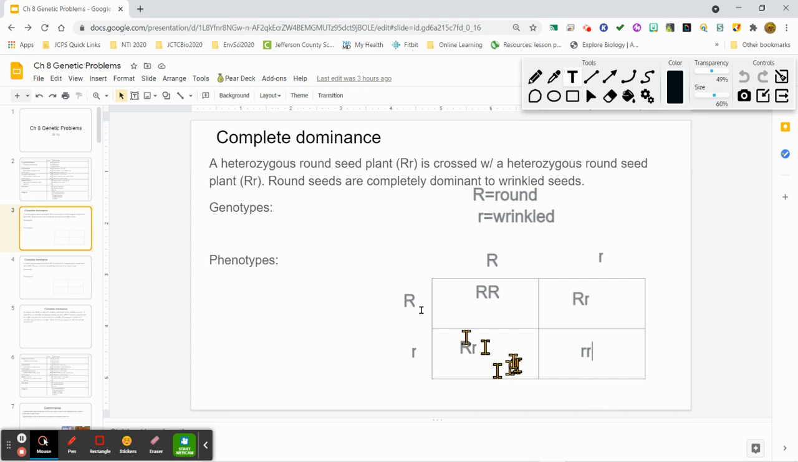All right, and so now it's going to ask you for the genotype ratios. And basically you're going to have one big R big R, two heterozygous, and one homozygous recessive. So that is what I got right here. And then since this is complete dominance, we are going to have three round to one wrinkled, right? So as long as it has a big R, it's going to be round, and this is the only one that's going to be wrinkled. Okay.